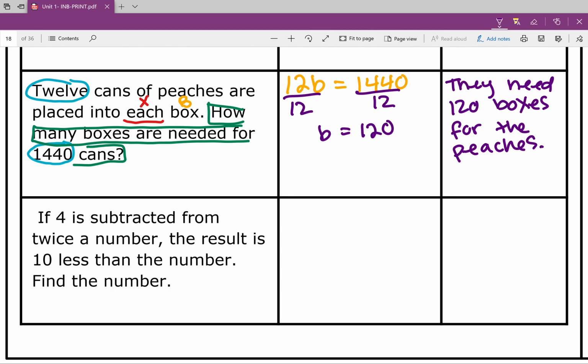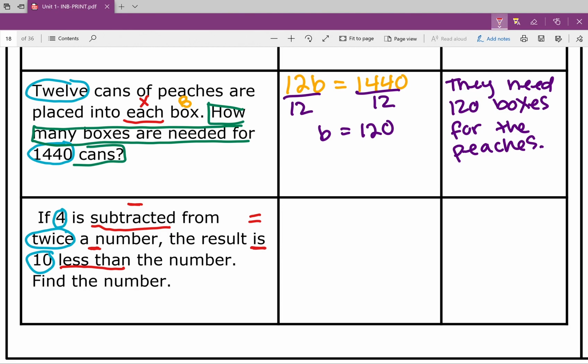Example 2 says if 4 is subtracted from twice a number, the result is 10 less than the number. Find the number. Okay, so remember our first step is to circle all the numbers. So we have 4, we have twice, we have 10. That looks about it. Then we have to underline keywords. We have a lot of keywords in this one. So we have subtracted, which means minus. Less than, which means minus. And we have is, which means equals.